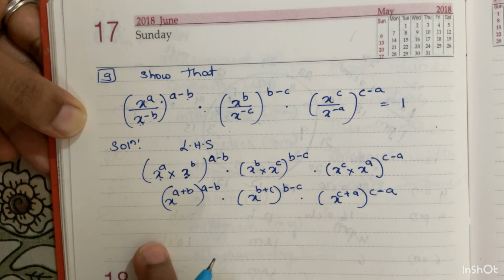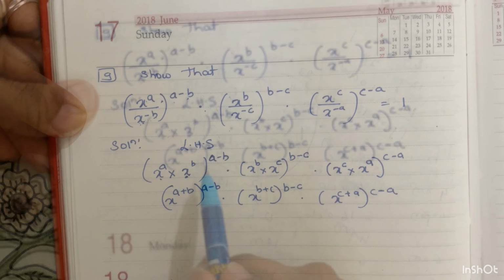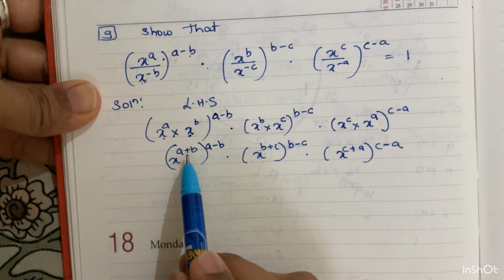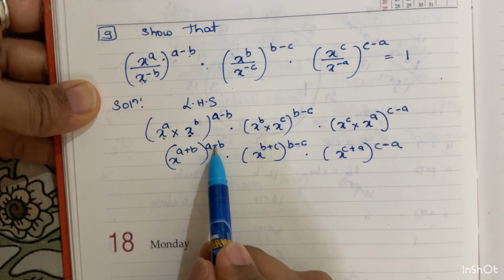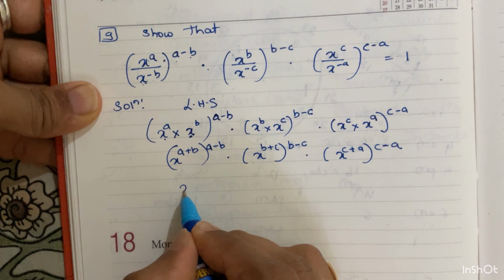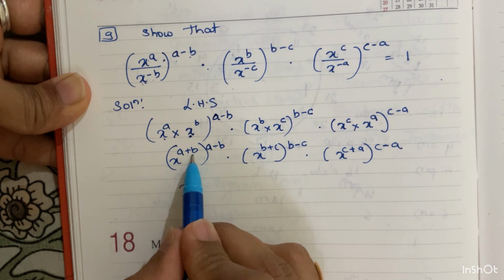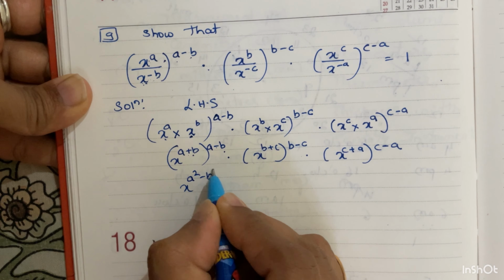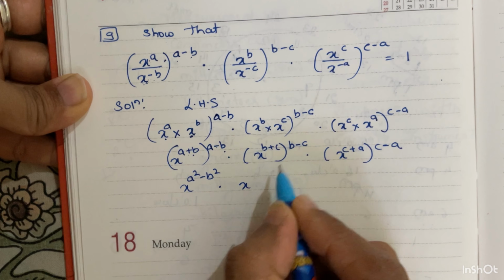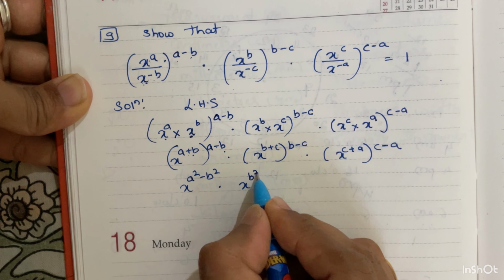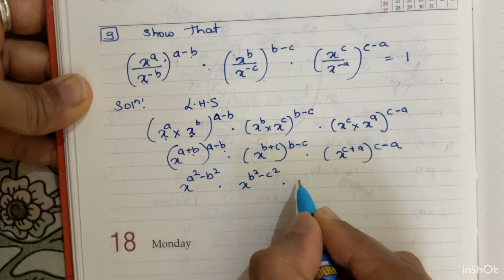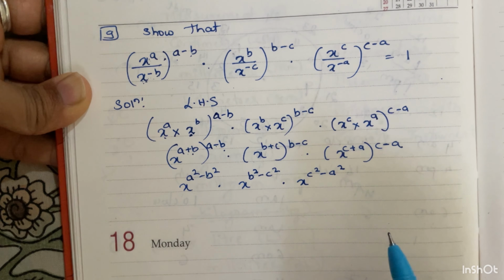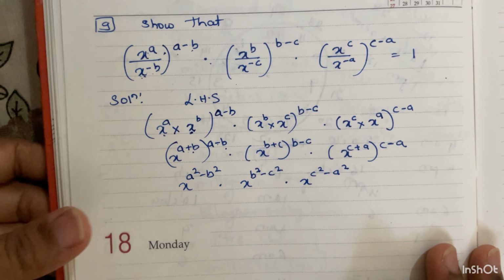Now which law are we going to apply? For this we will apply the power law. In the power law, we multiply the powers with the powers. See here, a plus b into a minus b is nothing but a square minus b square, into x raised to the power b square minus c square, into x raised to the power c square minus a square. Now we must get the answer 1, right?